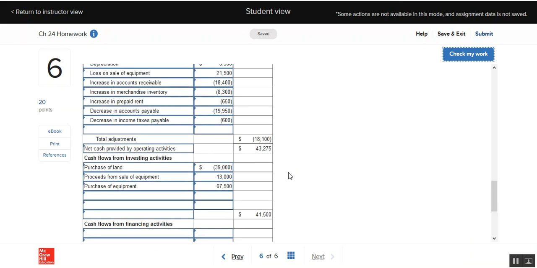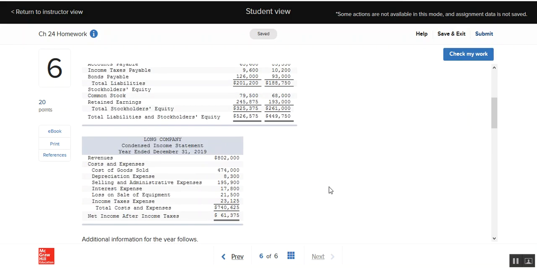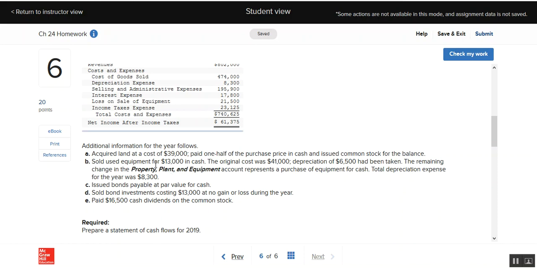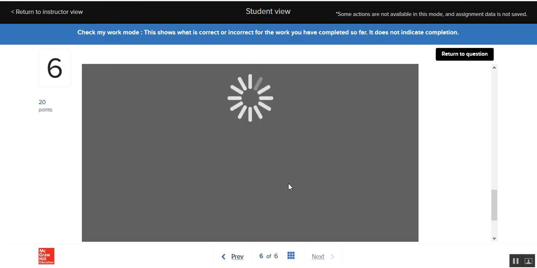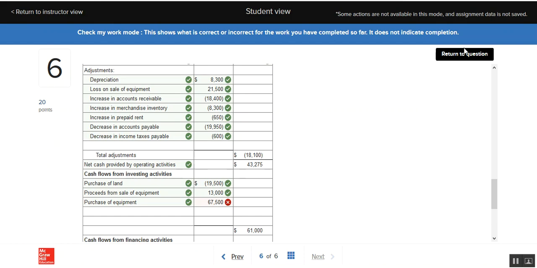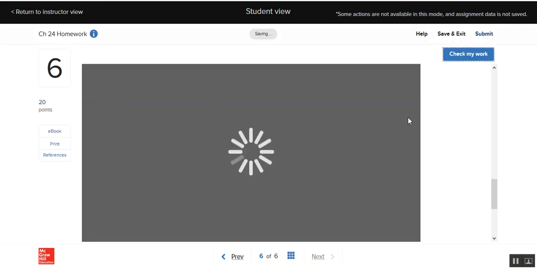All right, let's go back to our land. Let's see, acquired land at a cost of $39,000. Oh, paid half of it in cash, so the cash part was $19,500, which was a cash outflow, so that's a negative. Let's see if that fixed that one. Oh, good. All right, and then we purchased equipment.